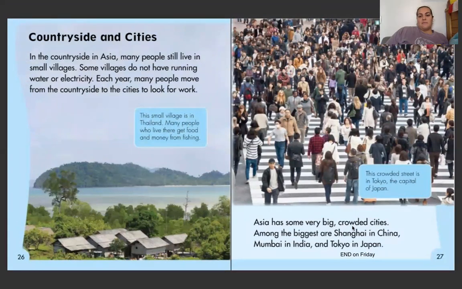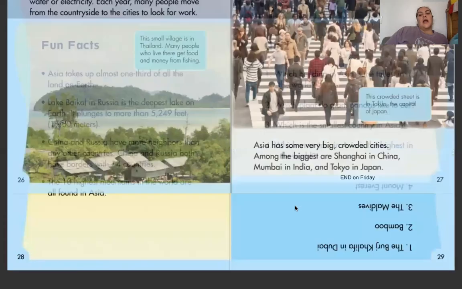Asia has some very big, crowded cities. Among the biggest are Shanghai in China, Mumbai in India, and Tokyo in Japan. This crowded street is in Tokyo, the capital of Japan. Look how many people are right there. It kind of reminds me of New York City, right? All right, so that's where it ends.